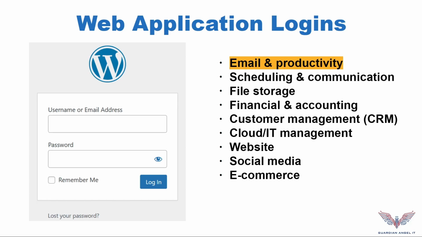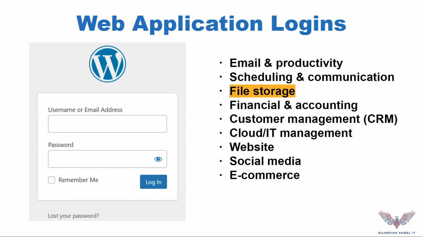So the most common web applications that virtually all small businesses use today are for email and productivity, and this includes Microsoft 365, Google Workspace, or even just Gmail. Next, many of us use scheduling and communication apps like Skype or Calendly or MailChimp to help us manage our email communication. File storage is extremely common. The main cloud providers like Microsoft and Google include this in their productivity suites, but third party software like Dropbox is also very common.